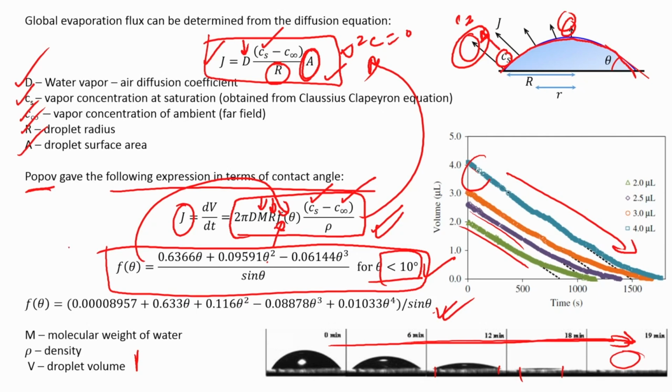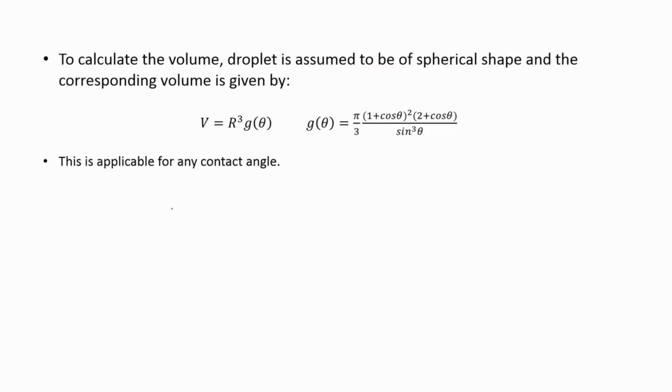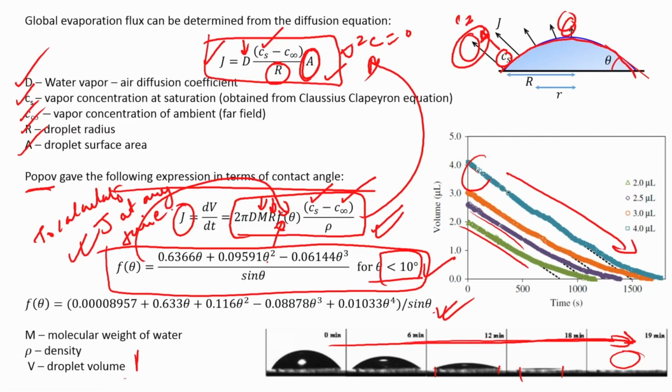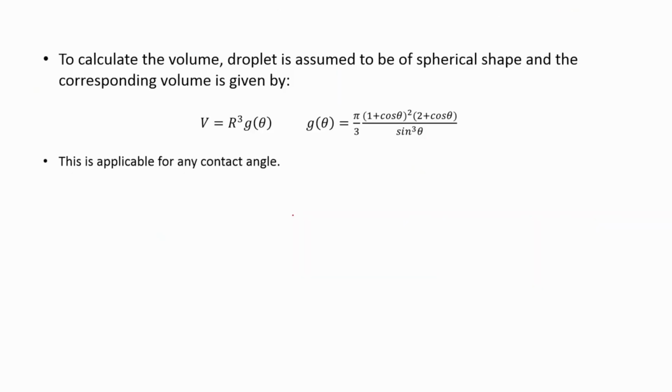But this expression allows us, with the tool, to calculate J at any time during the evaporation process, provided you know the contact angle, which in most cases you can measure experimentally. To calculate the volume, you see that there is a volume of the drop, okay. Now, in order to calculate the droplet volume, you assume it to be a spherical shape and the corresponding volume is given like this.